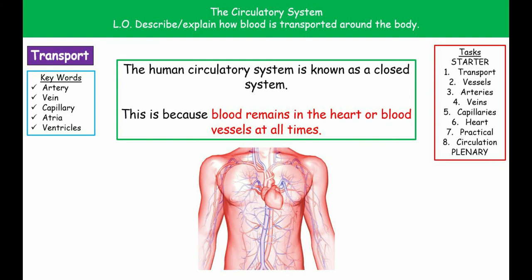Hopefully, what we wrote down for the reason that we call this a closed system is because the blood remains in either the heart or the blood vessels at all times. So in humans, your blood is constantly contained within either your heart or the blood vessels at every stage of its existence and of your existence.